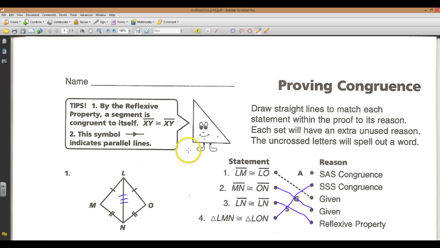Sorry about that. I was having technical difficulties with the software here, but I'm back up and running, and I just wanted to finish this proof. So triangle LMN is congruent to triangle LON, so we draw a line up to side, side, side.